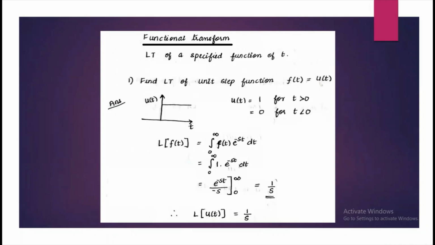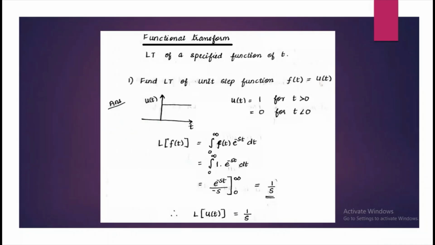Next, let us learn about functional transform. It is to find the Laplace transform of some function of t. So let's do the first problem, that is, find the Laplace transform of a unit step function which is represented by u(t). So u(t) is a signal that ranges till infinity with a magnitude 1. But if t is less than 0, then the magnitude will be 0.